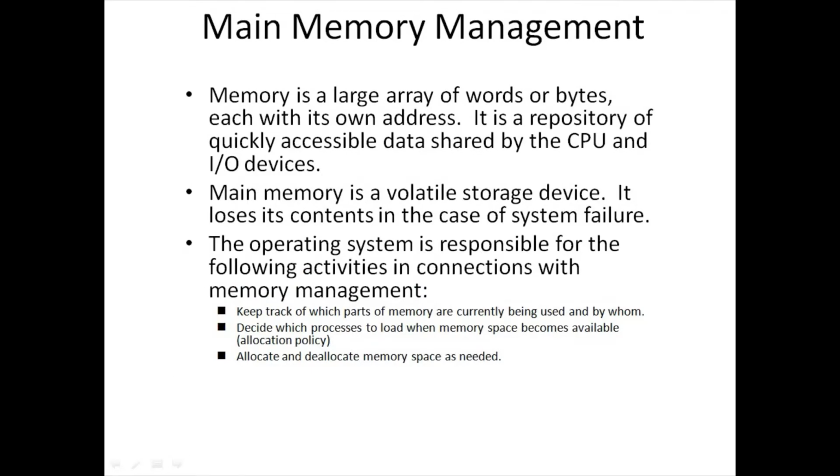In main memory management, what happens? The memory is a large array of words or bytes, each with its own address. It is a repository of quickly accessible data shared by the CPU and IO devices. The main memory is a volatile storage device. It loses all its content when the system fails.